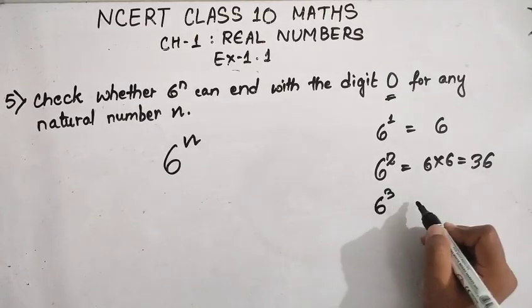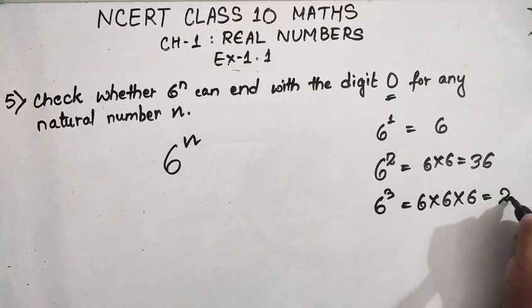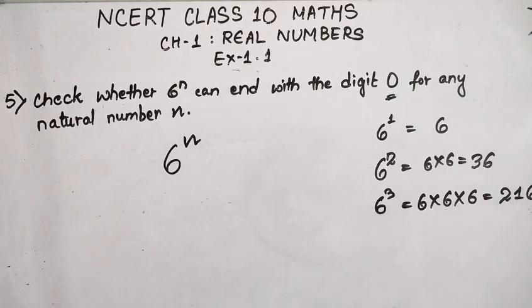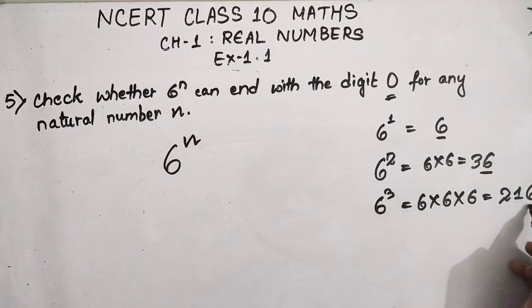Again, if I give 6 cube, that is 6 into 6 into 6, which is again 216. Now, here we can see that if I multiply 6 any number of times, or if I put the value of n as any natural number, it will always end with 6. That is 6 into 1 is 6, 6 into 6 is 36, 6 into 6 into 6 is 216. From here we can assume that any multiple of 6 cannot end with 0.